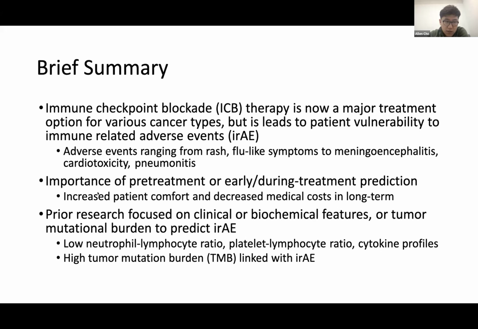And prior research was also focused on things like the clinical features or biochemical features, such as the neutrophil lymphocyte ratios, the platelet lymphocyte ratio, cytokines, or also the tumor mutational burden. And it was thought that TMB was linked to the adverse events.